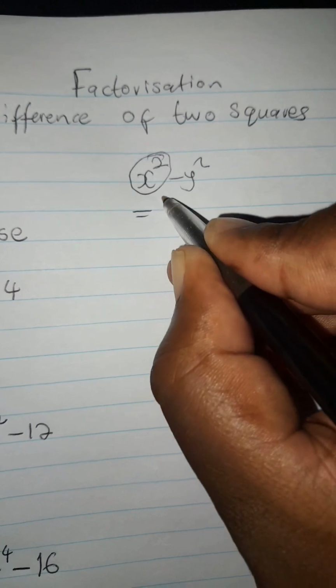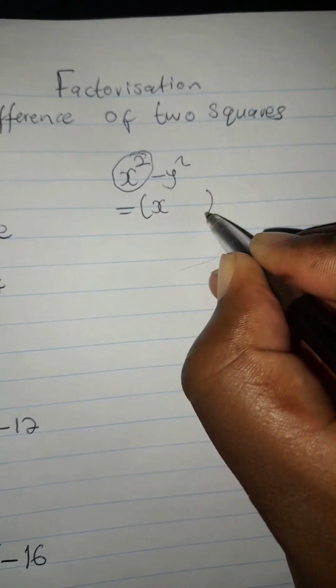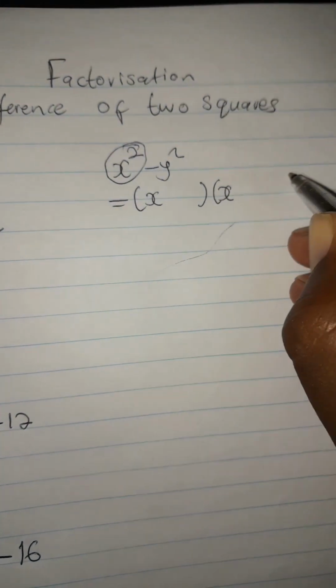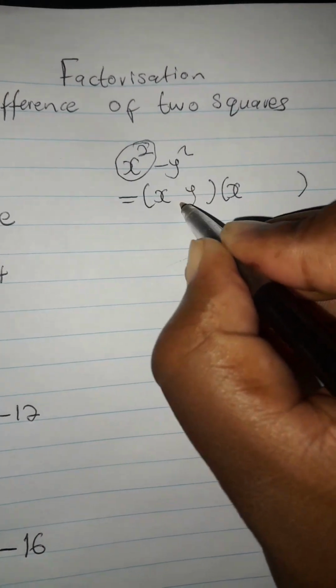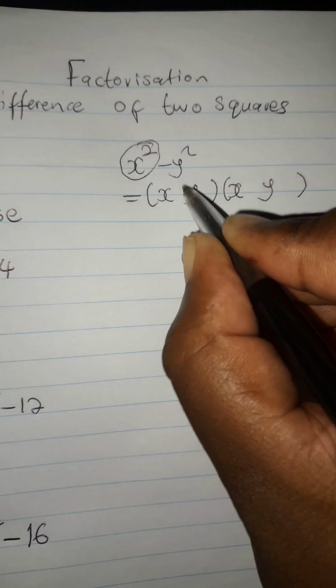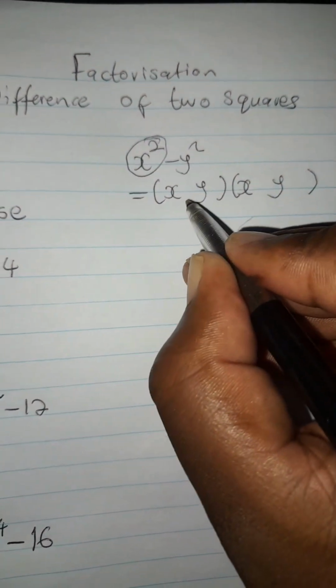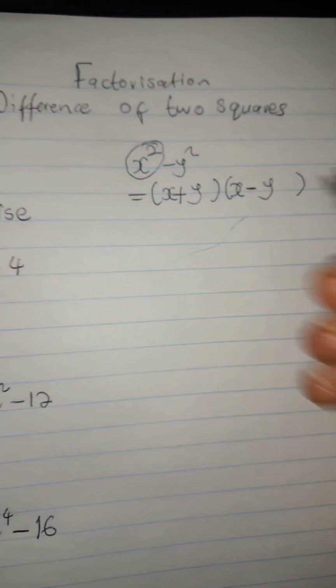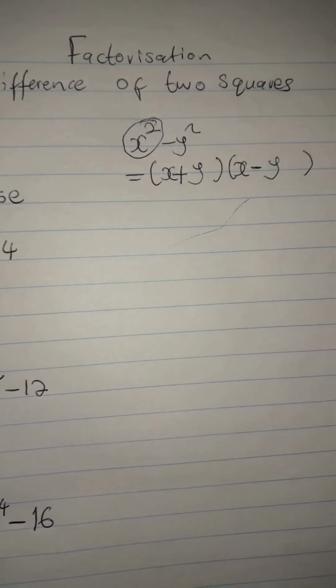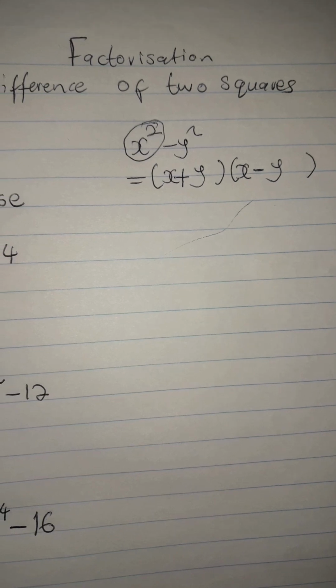So the factors of x squared will be x and x. It's a second degree expression, so we'll have two brackets. The factors of y squared are y and y. So what about the signs? When you're factorizing a difference of two squares, the signs are not the same. One will have a positive sign, the other will have a negative sign.